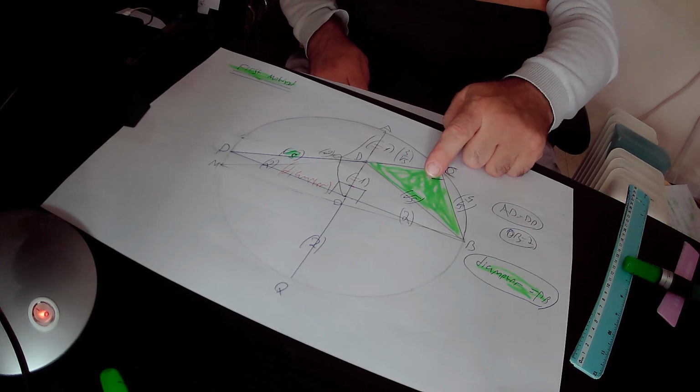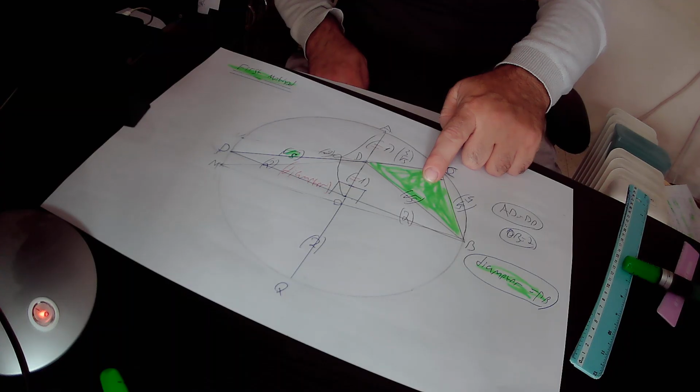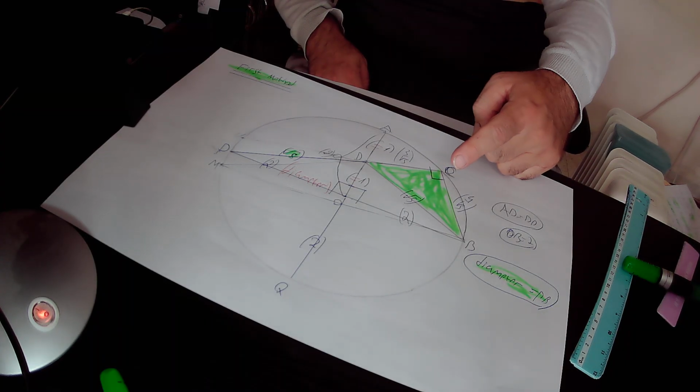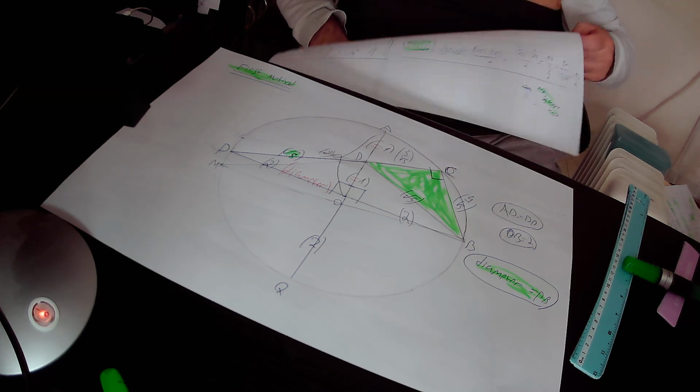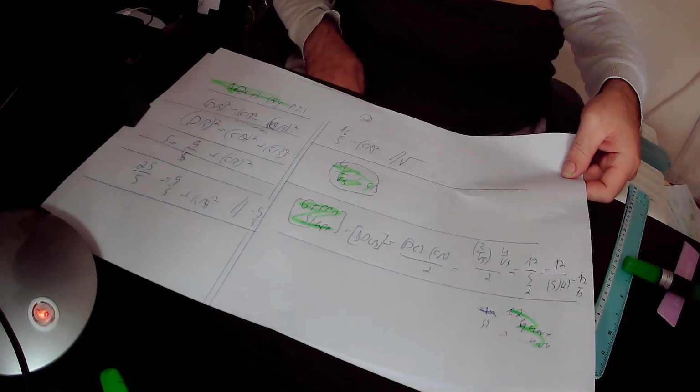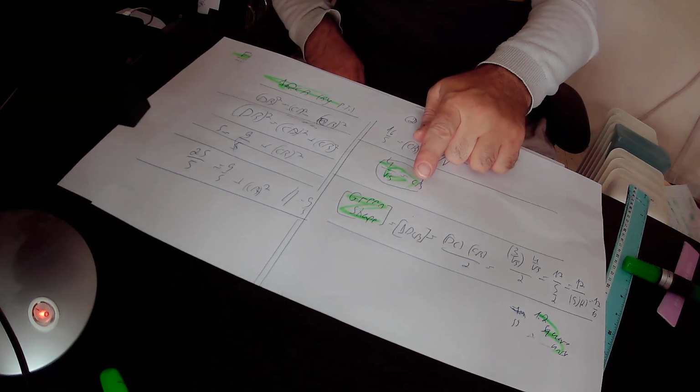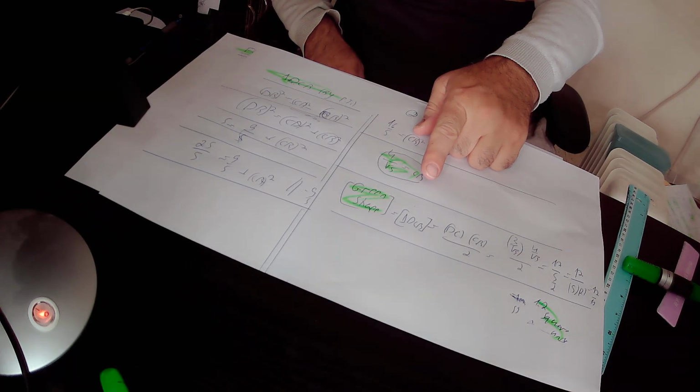Our task is to find the area of this ring-shape. This ring-shape is actually the right triangle DCB. So we have to find the area of the right triangle DCB.